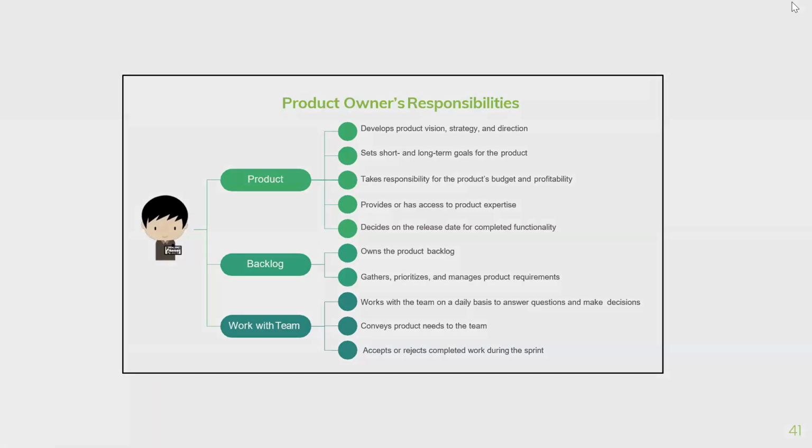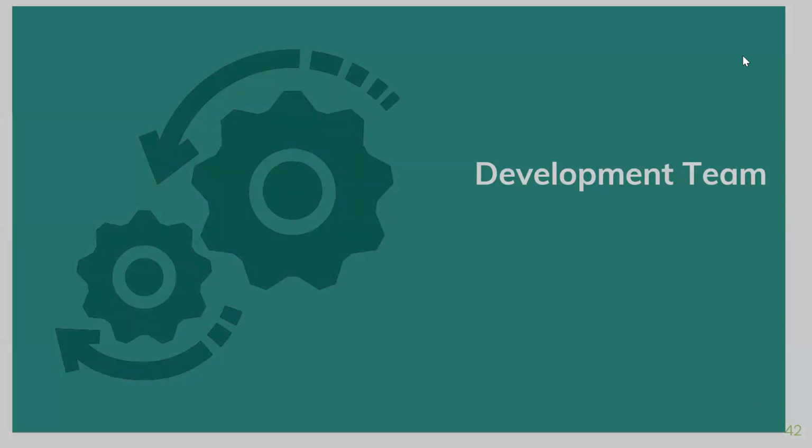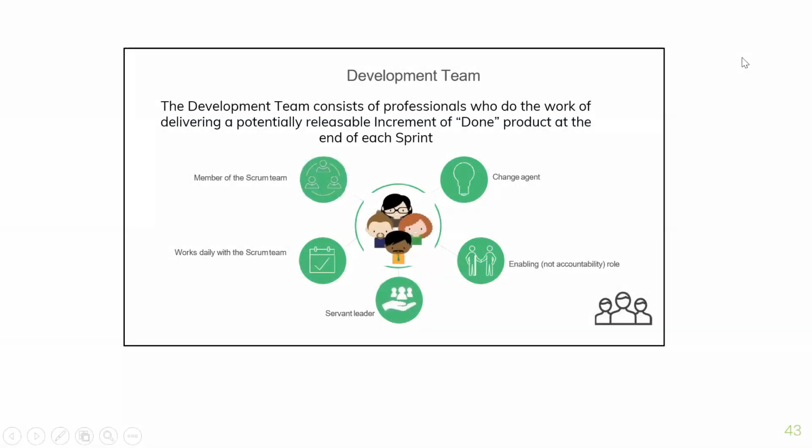All right. So lastly, the development team. The development team consists of professionals who do the work of delivering a potentially releasable increment of done product at the end of each sprint, right? So what does that mean? It means that before you start a particular sprint, right?